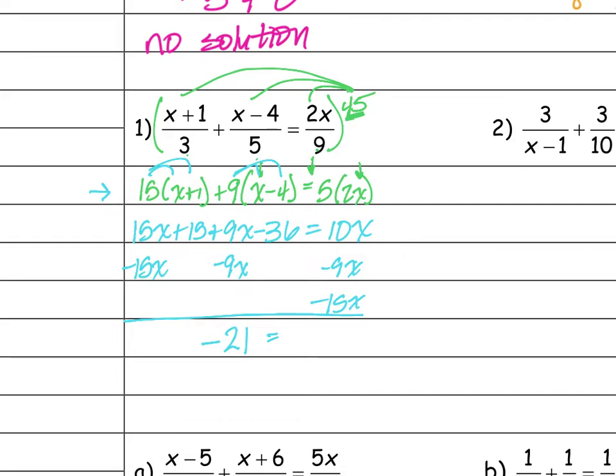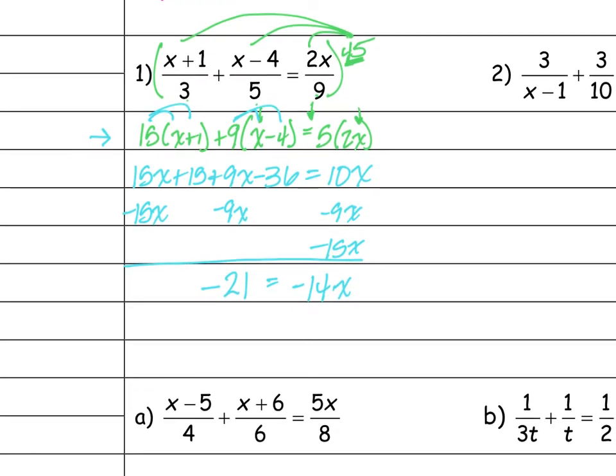And then I've got 1 minus 4. Okay. 10 minus 9 minus 15. Negative 14. Ooh, this is going to be negative 14x. It's going to be an ugly answer. Divided by negative 14. X is going to equal 3/2.